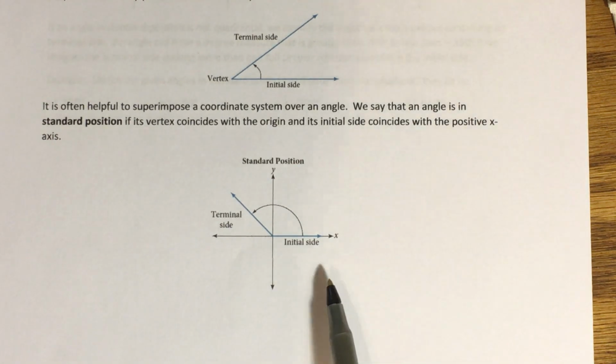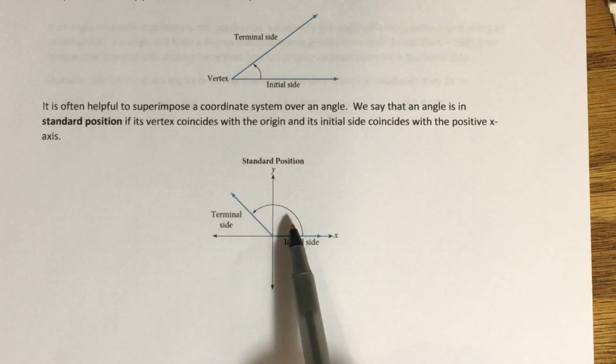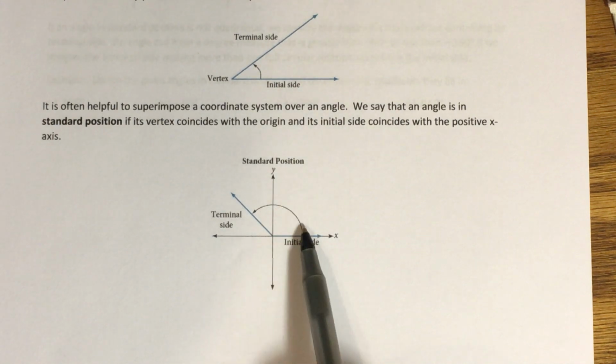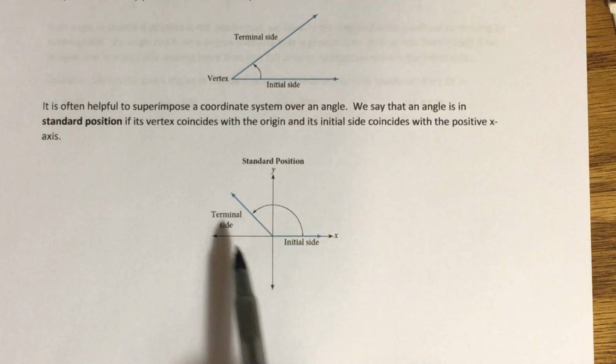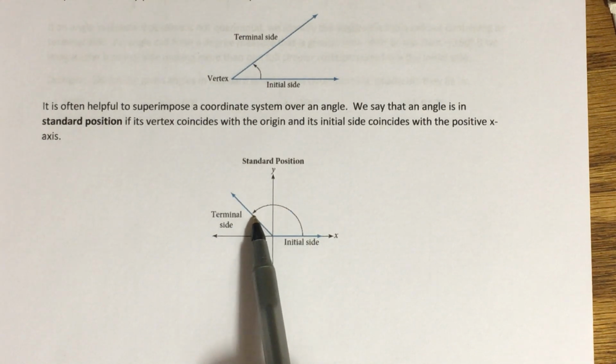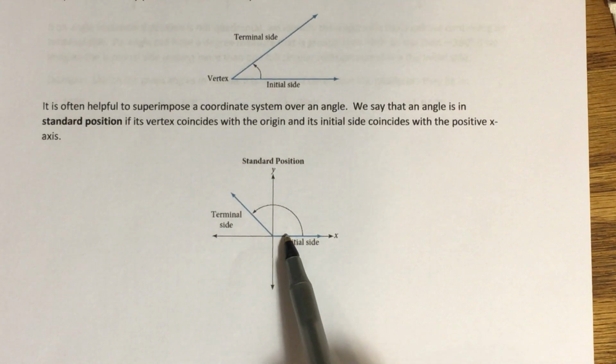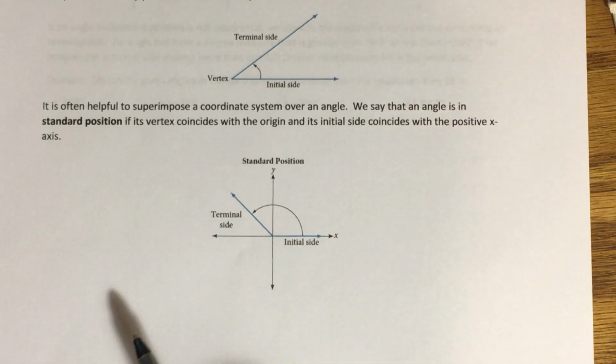And in standard position, that terminal side can be thought of as having moved away from the initial side in a counterclockwise rotation. That's what you're seeing here. This is counterclockwise, indicated by where that arrow is pointing. Or you can think about the terminal side as having been rotated clockwise from that initial side.